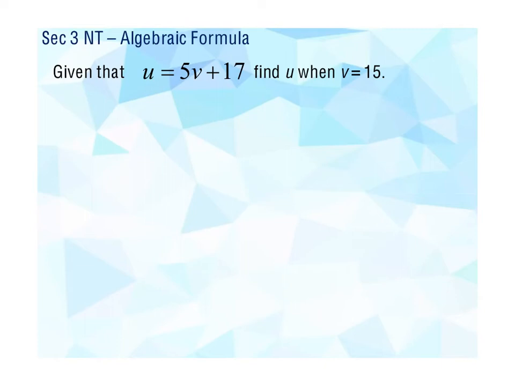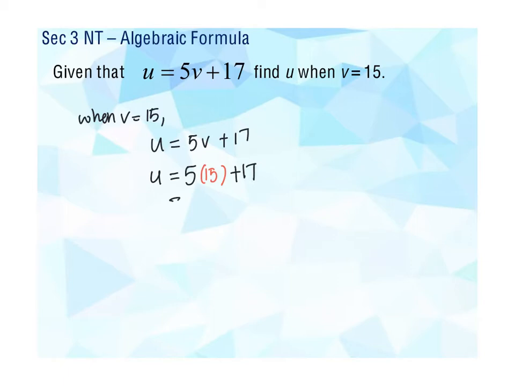Algebraic formula. Now, given that u equals 5v plus 17, find the value of u when v equals 15. What does this mean? This means that when v equals 15, my original formula, u equals 5v plus 17, will change such that the moment I see v, I will change the value for v to 15 and continue on with the formula. So hence, let us calculate this.